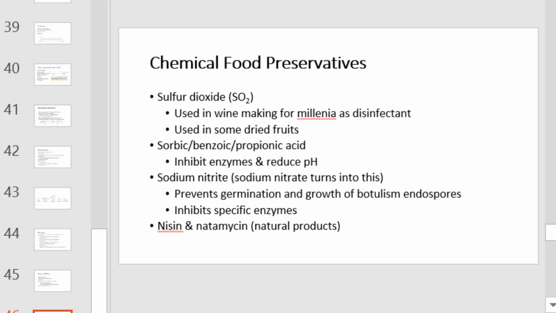Chemical preservatives, such as sulfur dioxide, sorbic, benzoic, propionic acid, sodium nitrate, and the like, are all good microbial growth controls. Sulfur dioxide is used in winemaking. Sorbic and benzoic acid inhibit enzymes and reduce pH. Sodium nitrate prevents germination and growth of botulism endospores.